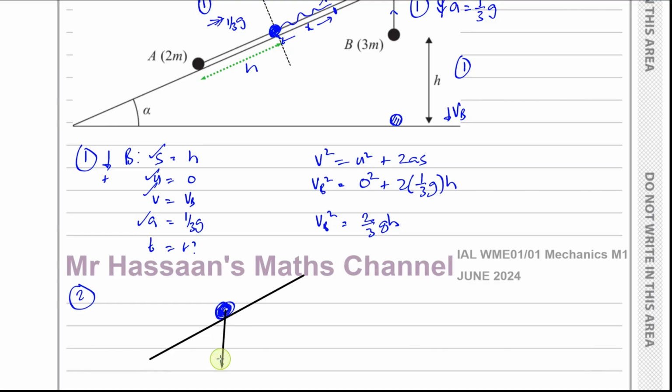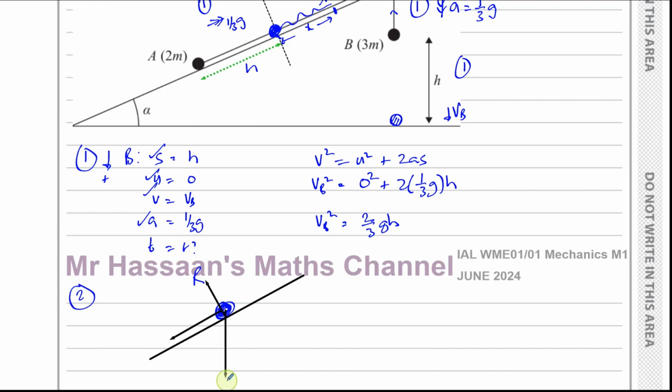You have, straighten up a bit, you have its weight. You have the reaction force. You have the frictional force. And there's no tension now. Okay, the tension is gone because the string is now slack.